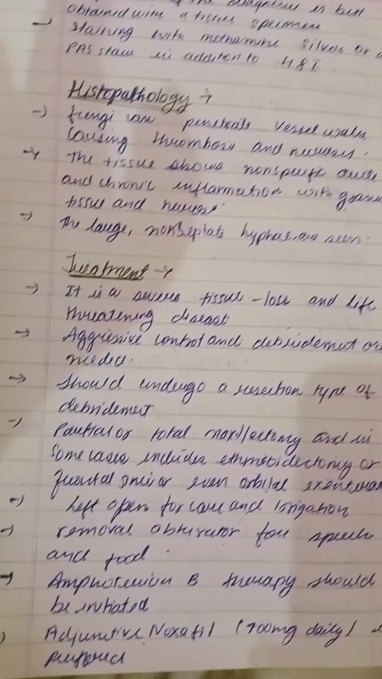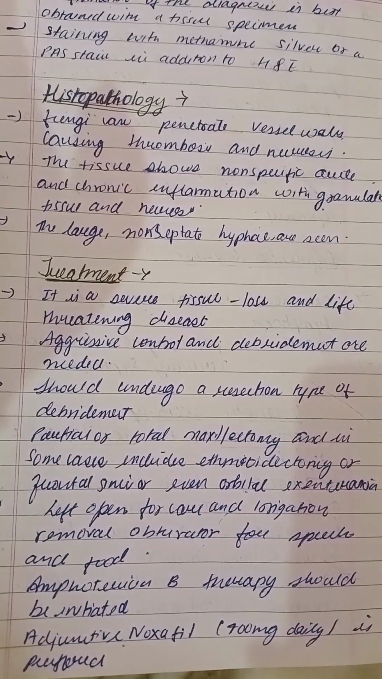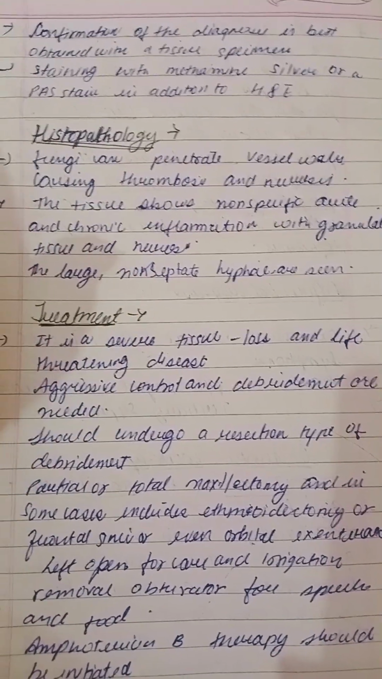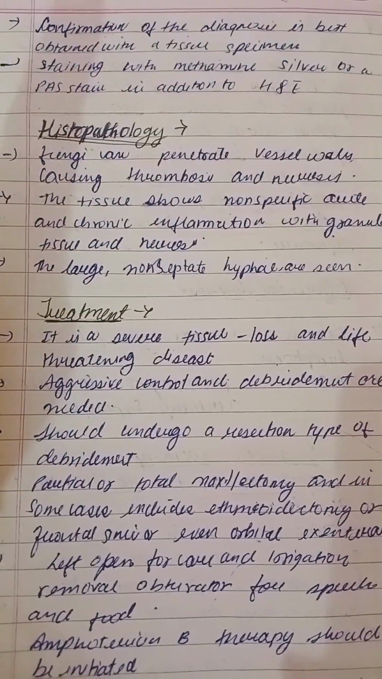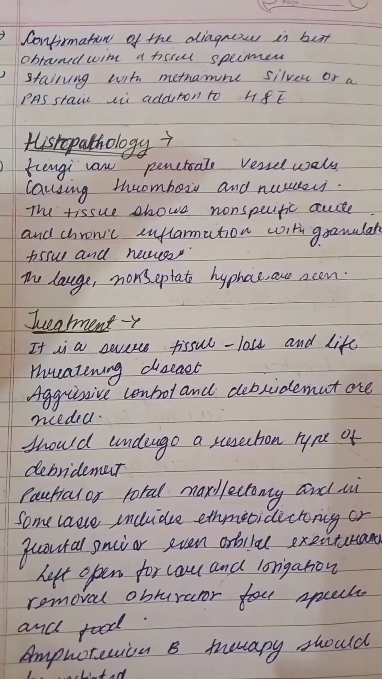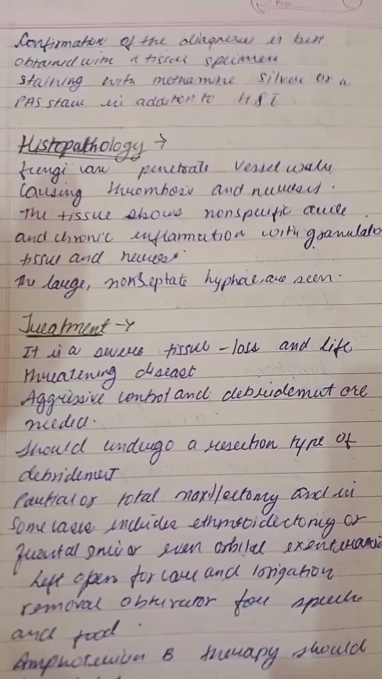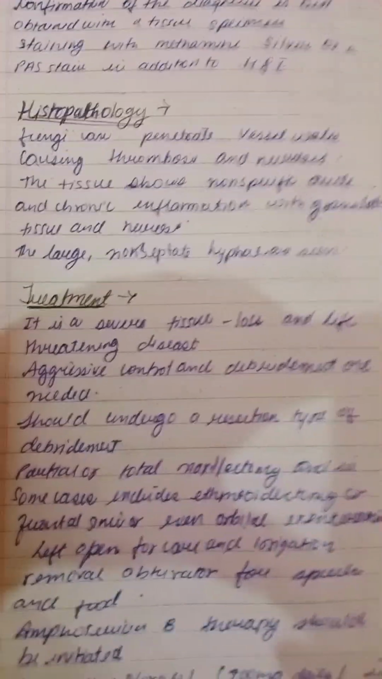Preferably we give a removable obturator for speech and food as the maxilla is involved. The removable obturator is given for speech and food because these two functions are basically or almost compromised after the resection.